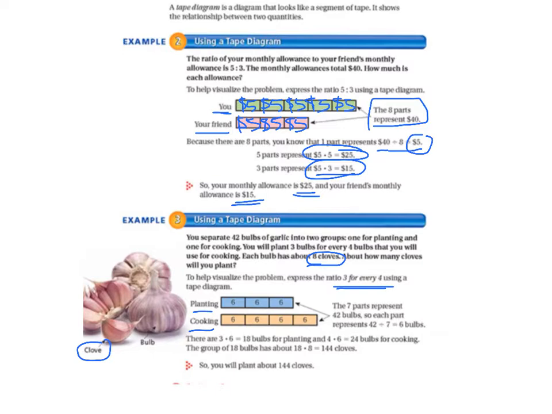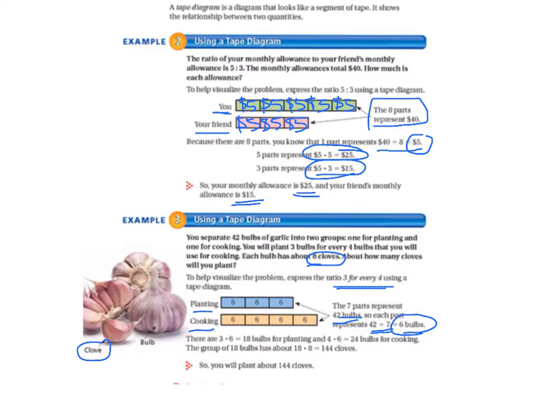So we know that there are 7 parts, 3 that we are going to plant, 4 that we are going to use to cook with, and those 7 parts represent 42 bulbs. So each part represents 42 divided by 7, which equals 6 bulbs.